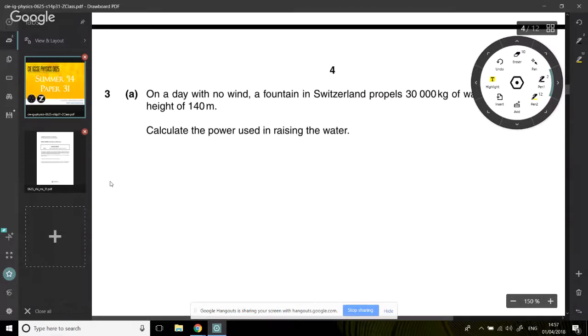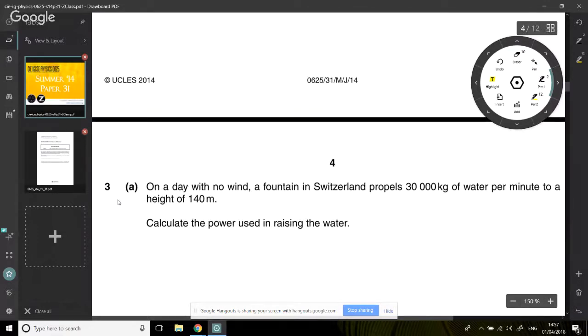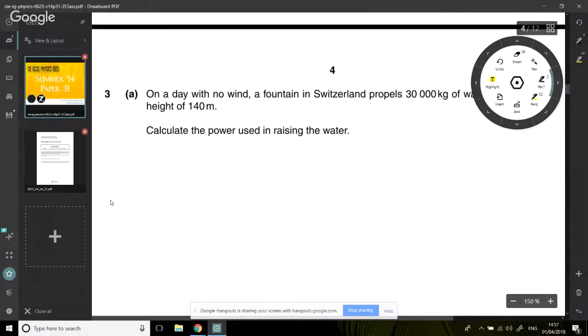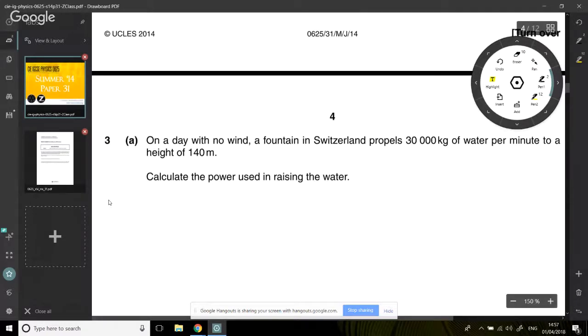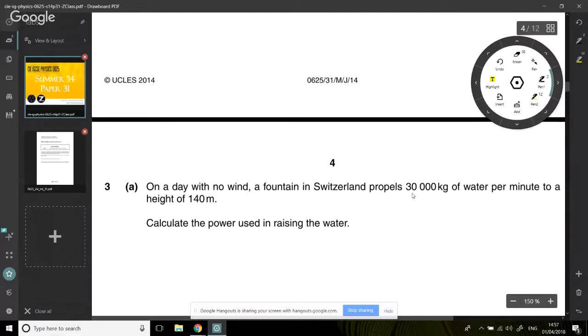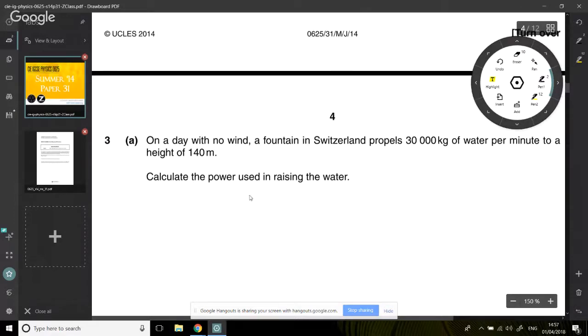All right. Question number 3 is to do with potential energy. You basically need to plug in your potential energy formulas. The first part is to calculate the power used in raising the water. We've got the mass per minute, and we've got the height. So we just use mgh. We can use a value for g of around 10, or if you want to be fancy, 9.81.